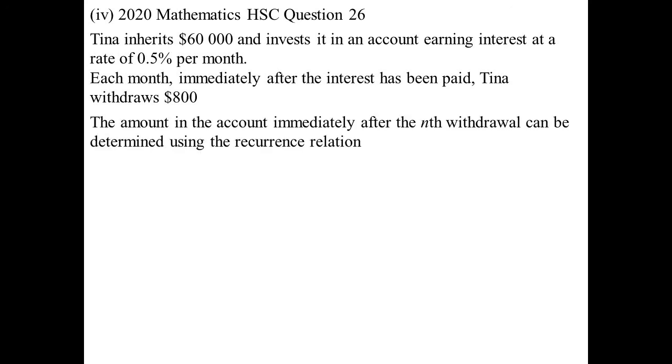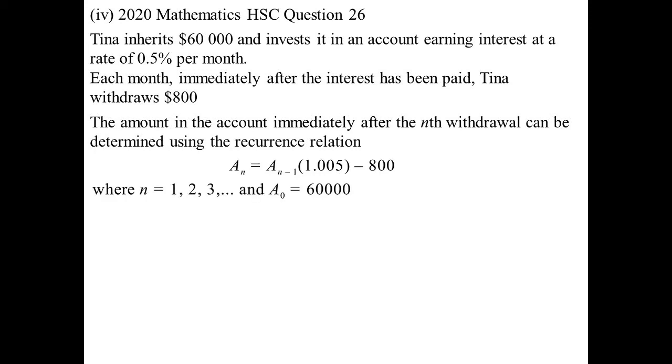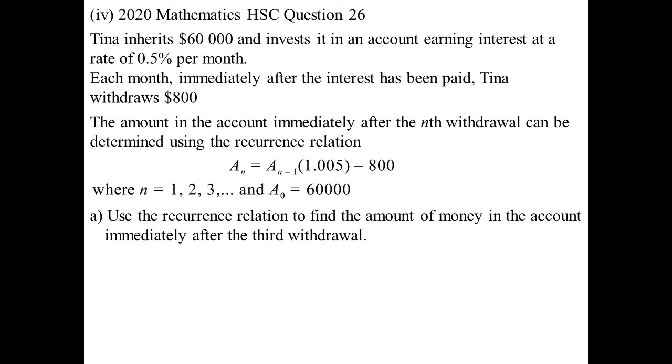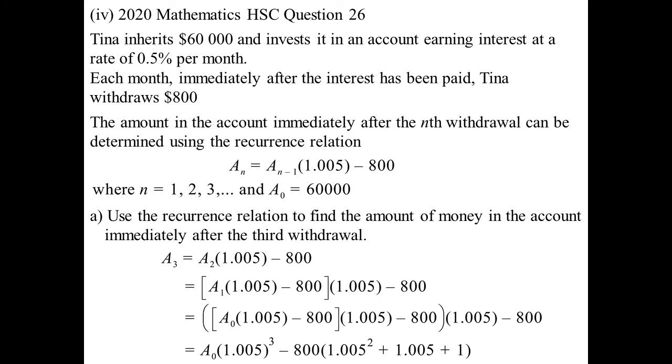The amount in the account immediately after the nth withdrawal can be determined. Now, you don't have to work it out, they've given it to you by this recurrence relation, A0 is $60,000. Use the recurrence relation to find the amount of money in the account immediately after the third withdrawal. So A3 will be A2 times 1.005 minus 800. But of course, A2 is A1 times 1.005 minus 800.